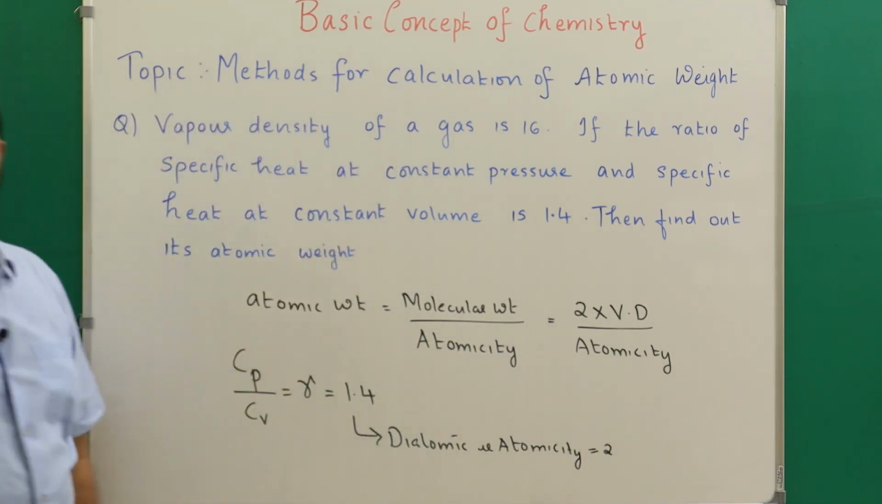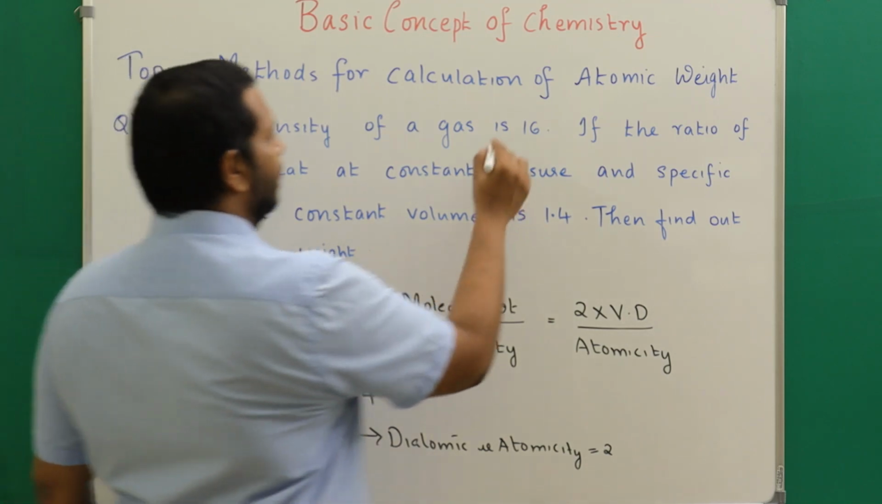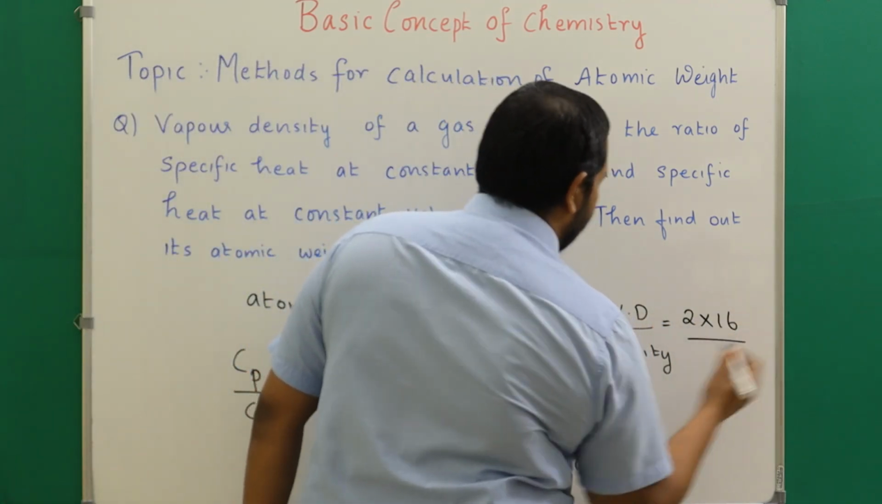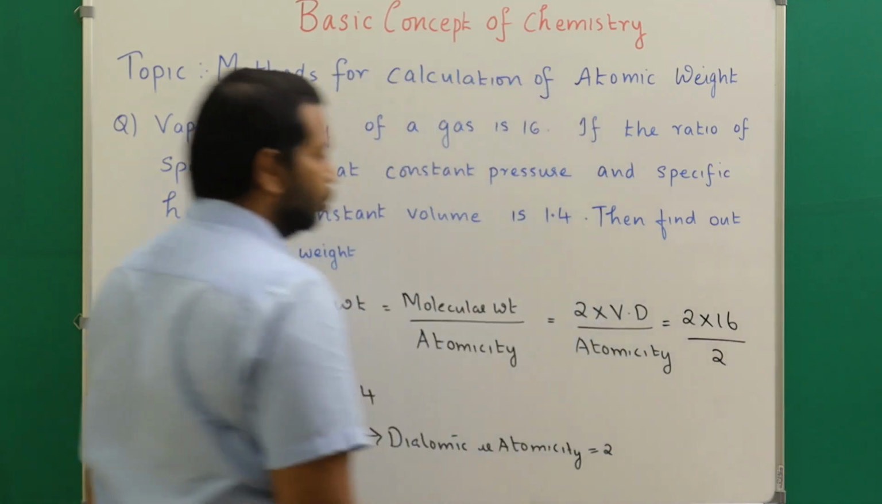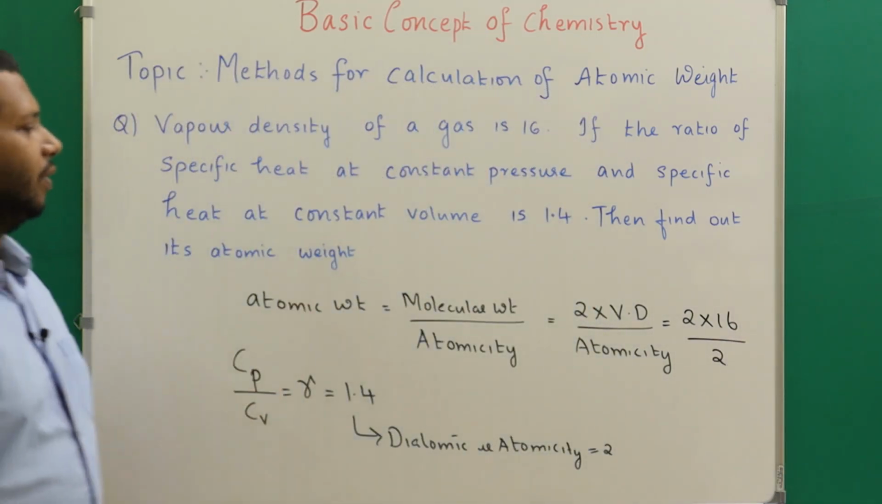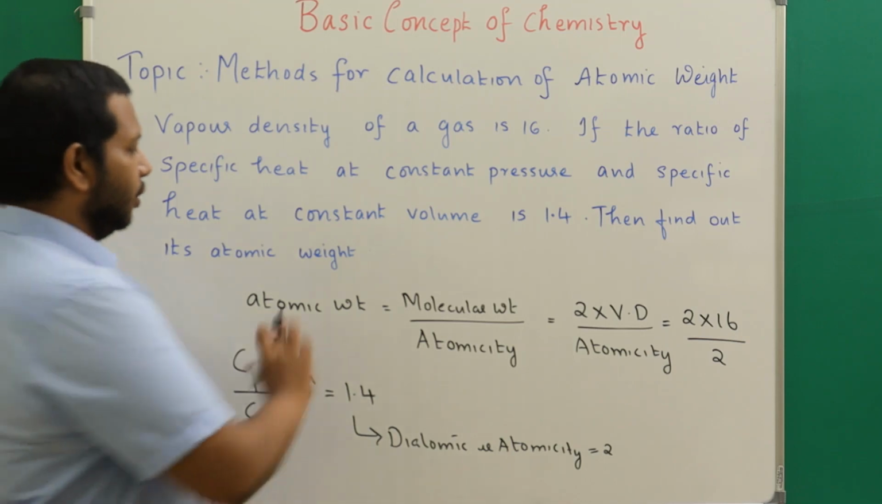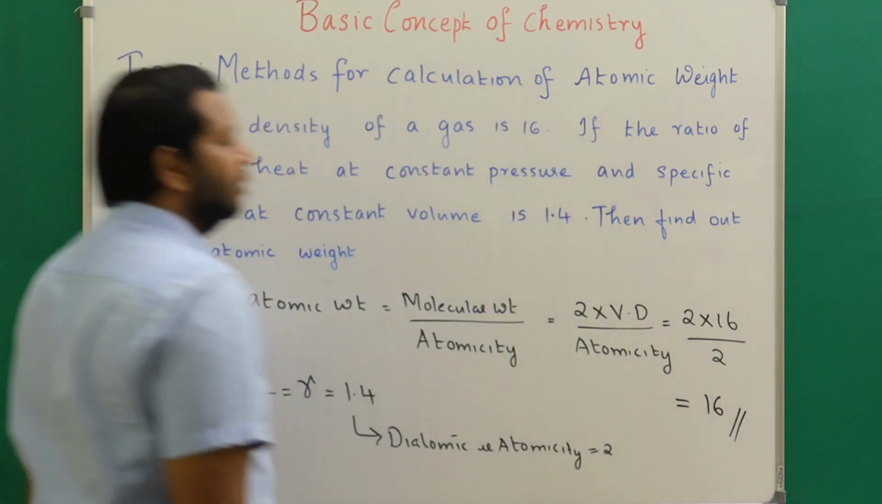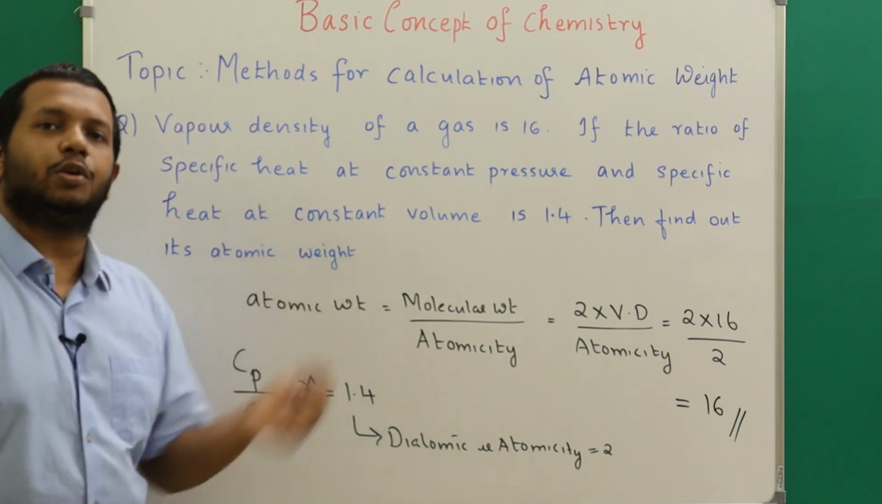So now I can substitute 2 times vapor density, that is 16. So 2 into 16 divided by atomicity, which is equal to 2. So tell me what is the atomic weight of the element. I will get the atomic weight of the element as 16. Understood? So this is how you need to apply this.